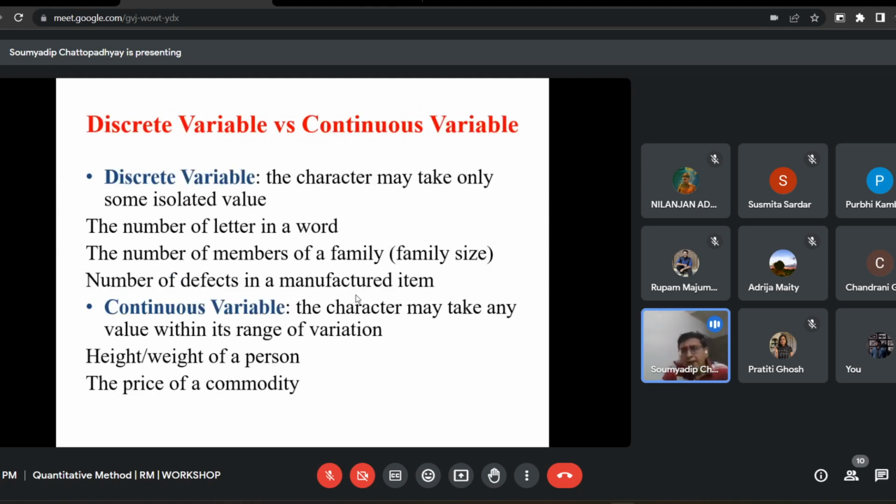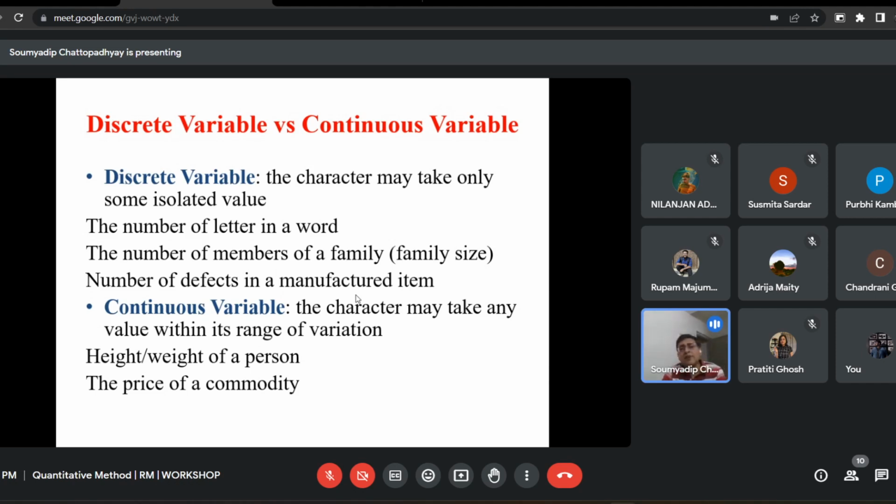Then there is discrete variable versus continuous variable. There are some variables which can take only certain isolated values. For example, the number of members of a family, or the family size. This is a very common variable which we consider while addressing different research issues. Definitely family size cannot be 2.6. It should be either 2 or 3 or 5 or 10, something like that.